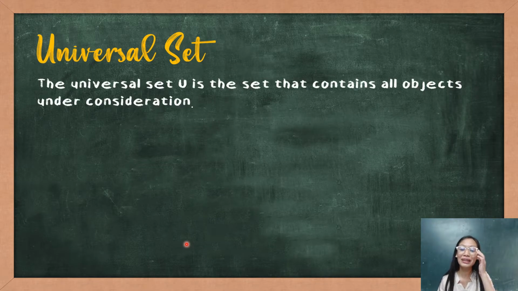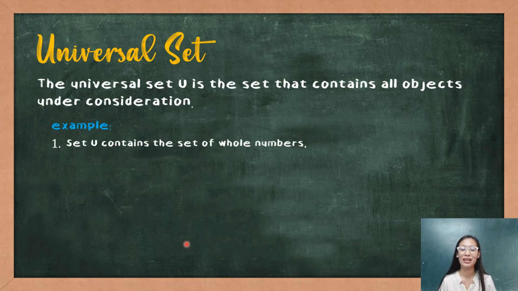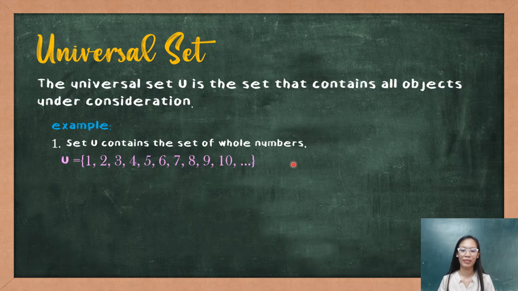The universal set U is the set that contains all objects under consideration. For example, set U contains the set of whole numbers. Kompleto. Our set U are from the numbers 1, 2, 3, and so on. That is an example of a universal set.